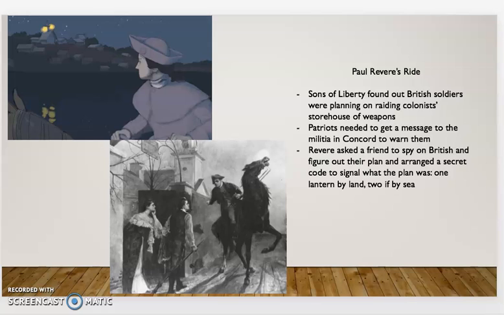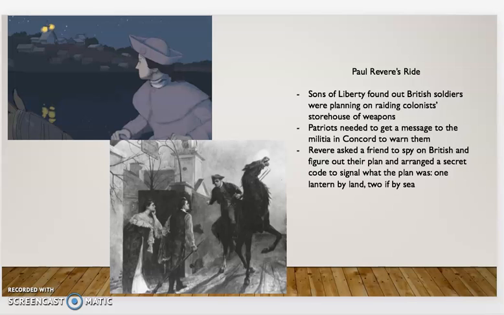After the Boston Tea Party, the British were not very happy with how the colonists were acting, and they were sending a whole bunch of spies over to the colonies. And Paul Revere's ride became a very important thing that happened in our history. So what happened is the Sons of Liberty found out that British soldiers were planning on raiding the colonists' storehouse of weapons. So the British were sending over spies to check out the colonists and everything that was happening in the colonies, and they found out that the colonists were secretly storing a whole bunch of weapons and trying to keep it a secret from Britain. So the British were planning on raiding or breaking into all of these storehouses and stealing all of these weapons so the colonists could not use them.